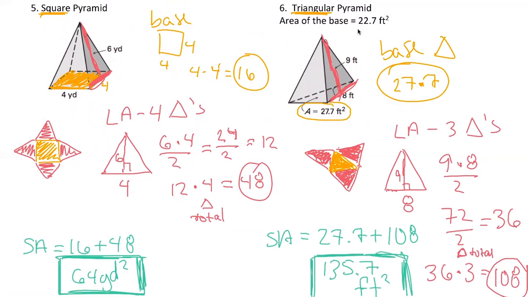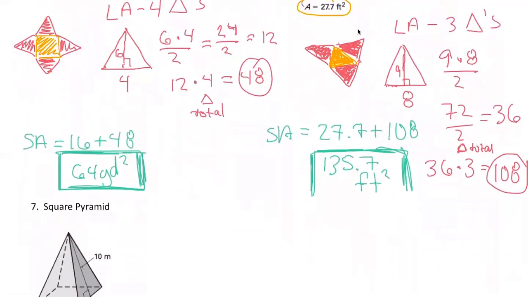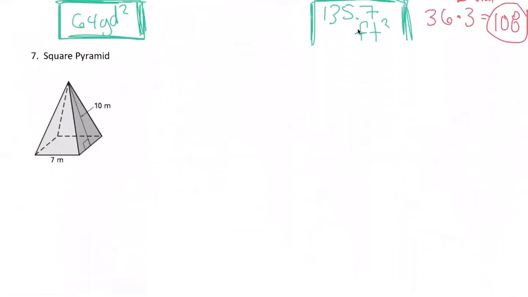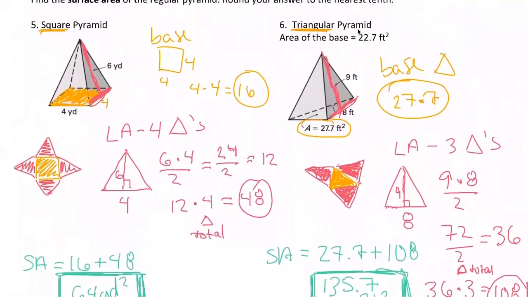All right, now the last one that I have on this page, number 7, is for you to practice the square pyramid. Typically, we don't really use triangular pyramids very often. Square pyramids are going to be the norm. But you do need to understand that there are pieces that you can put together of a triangular pyramid or any other type of pyramid.